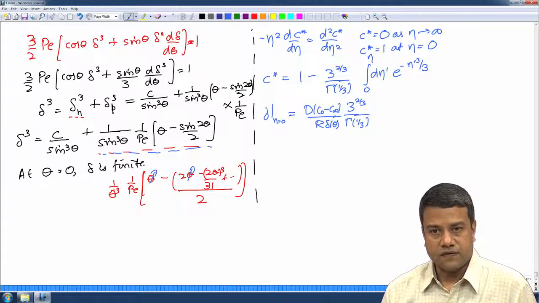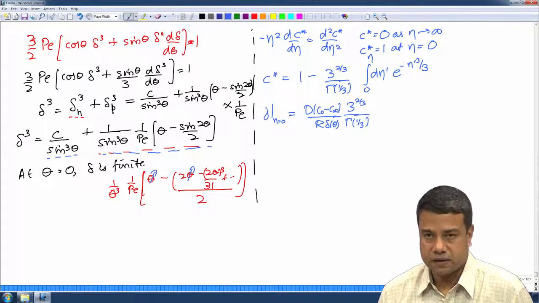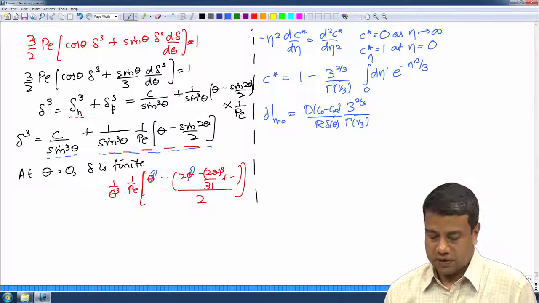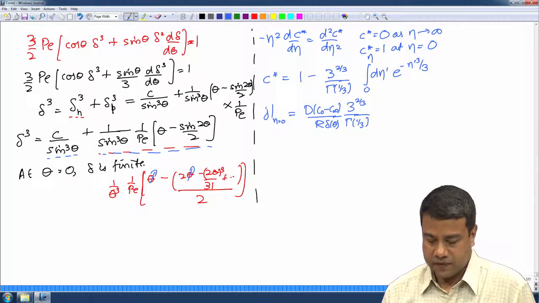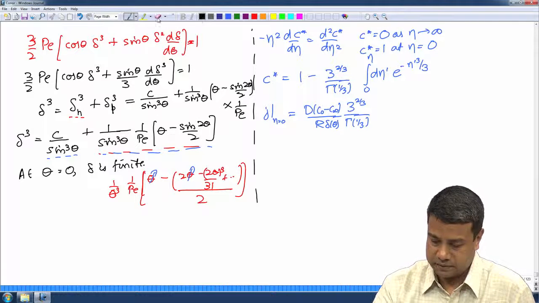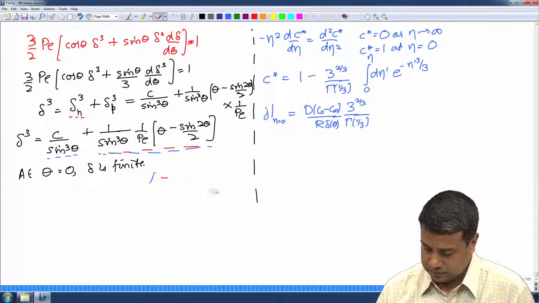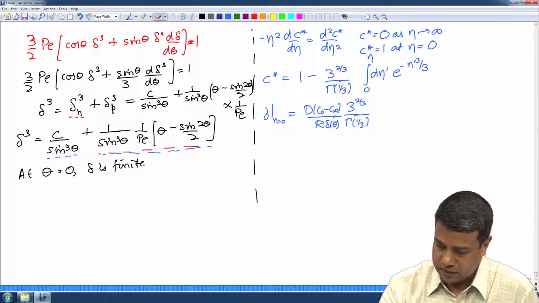If C were non-zero, this term would be infinite at theta equal to 0. So, the only way that the boundary layer thickness can be finite is if C is equal to 0 at the upstream end. Therefore, C has to be equal to 0.